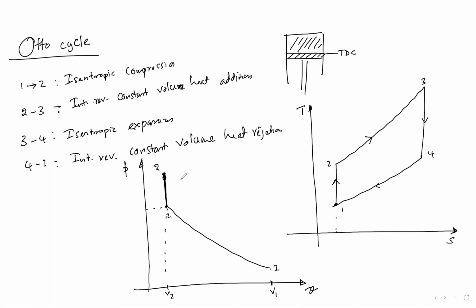And then at this point, the exhaust process starts, the expansion process. The piston comes down, volume expands until V1, the bottom dead center, and that's 4. And 4 to 1 is another constant volume heat rejection process. It's like this, right? Now, this is our PV diagram. This is the TS diagram, and this is the PV diagram, right?